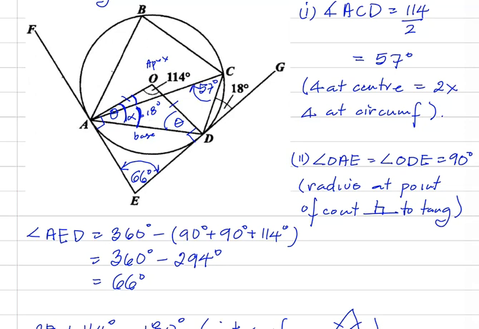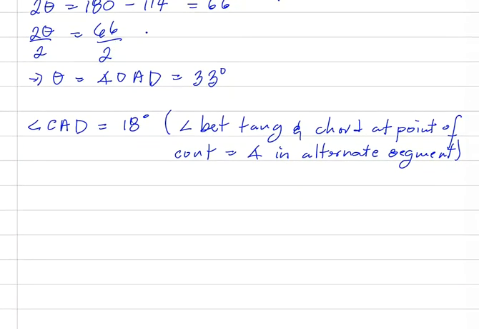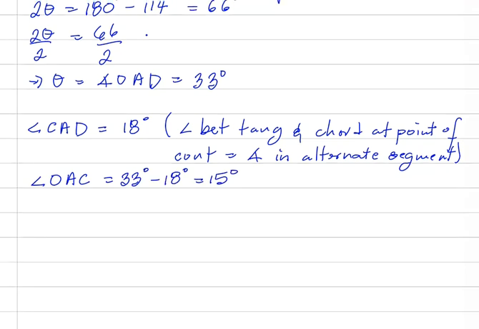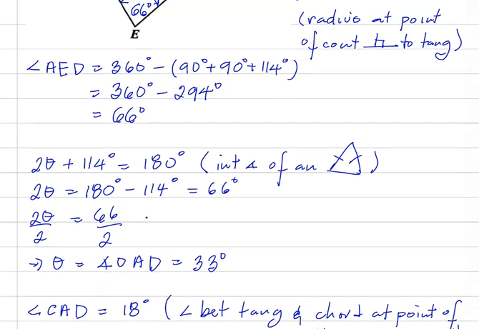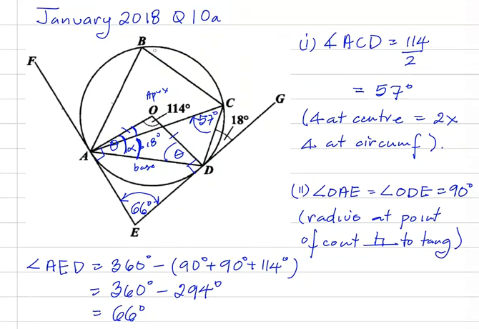Now, the entire angle OAD is 33 degrees and CAD is 18 degrees. So therefore, the other piece, which is angle OAC, would be 33 minus 18, which would be 15 degrees. All right, the last angle we're asked to find is angle ABC.